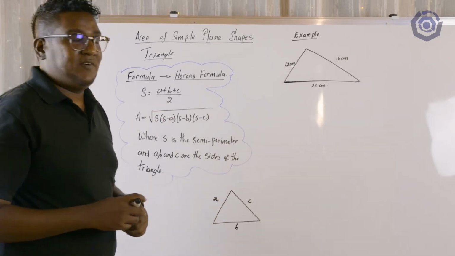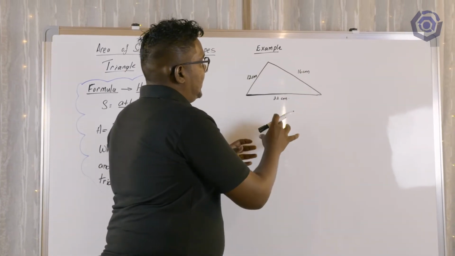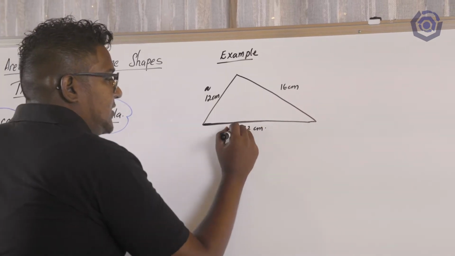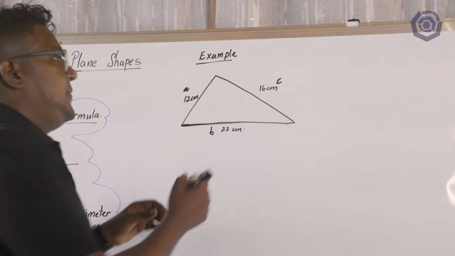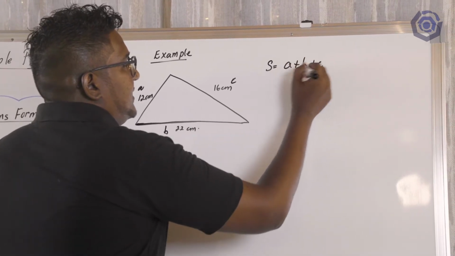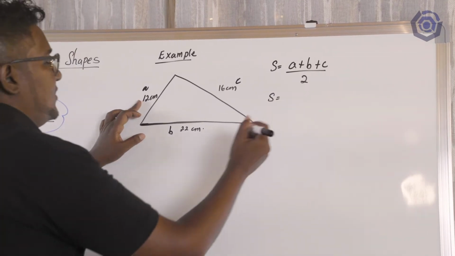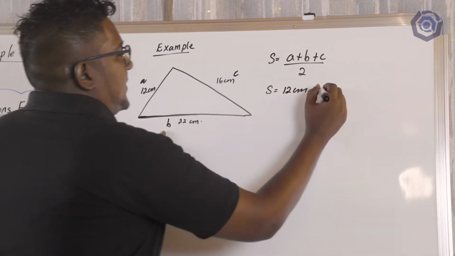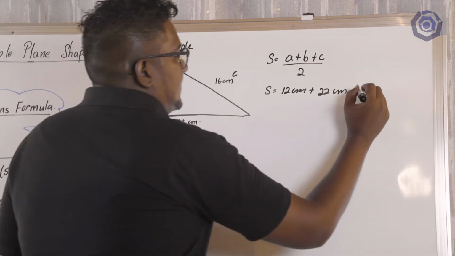So let's look at an example of how we calculate the area using Heron's formula. You have a triangle here with 3 sides. The first thing you have to do is label it. Let's call this A, this B, and this C. Then we have to find our semi-perimeter. S equals A plus B plus C divided by 2. S equals A, which is 12 cm, plus B, which is 22 cm, plus C, which is 16 cm.